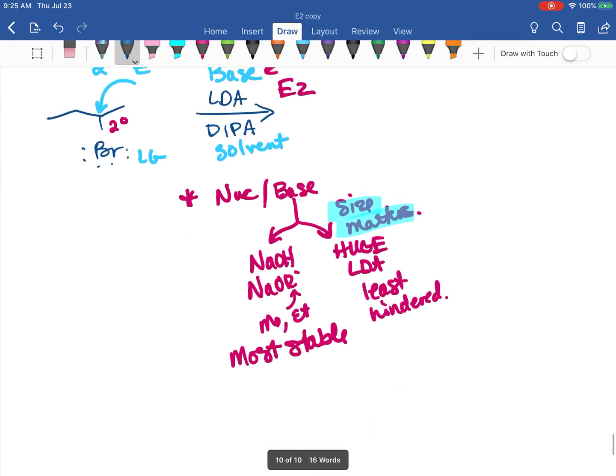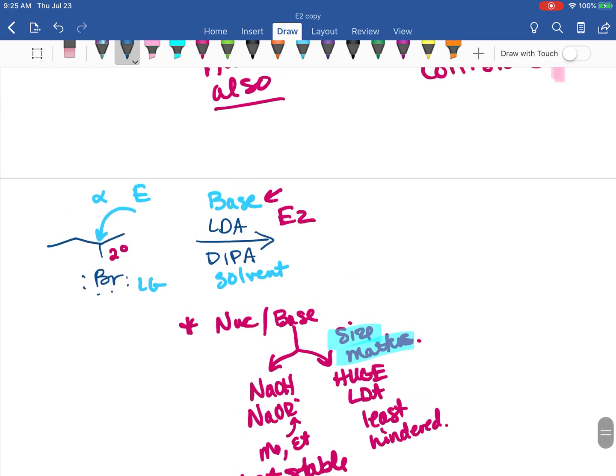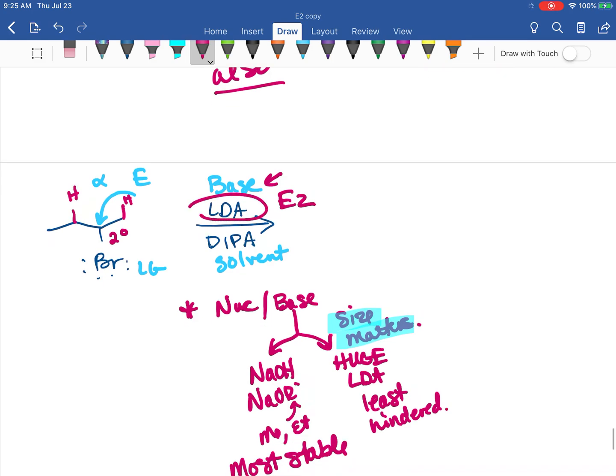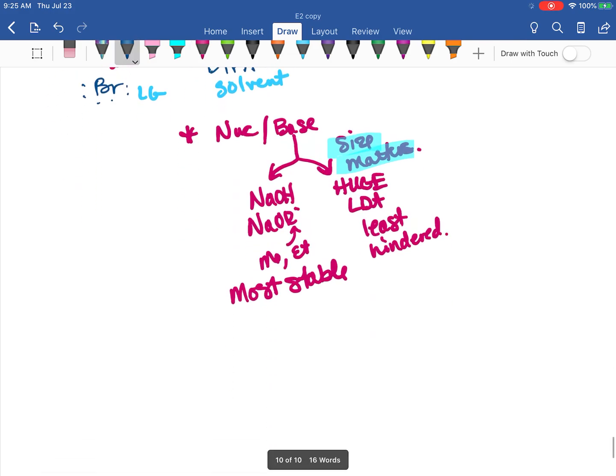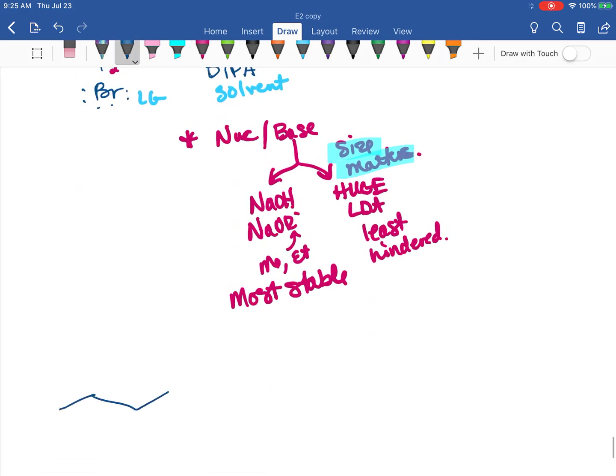All right, so now let's draw our mechanism. When we look at an E2, we take that next step to mark our beta hydrogens. Now we've got a huge base. That huge base is going to prefer the easiest collision. So let's draw our mechanism then. I love our E2s. They happen all at once.